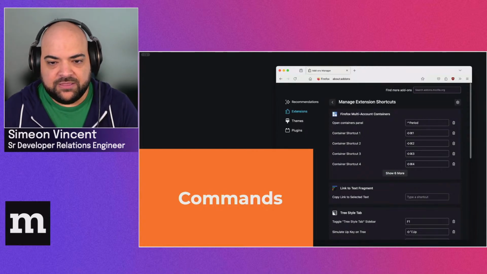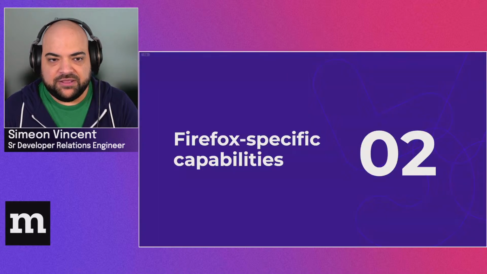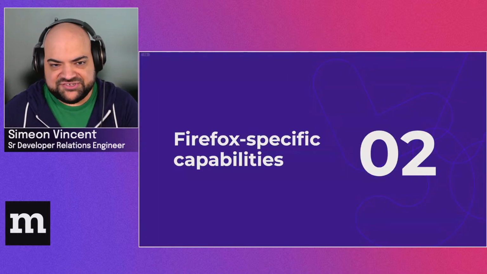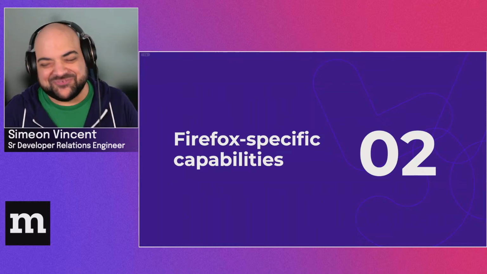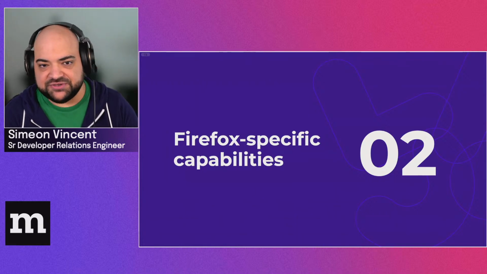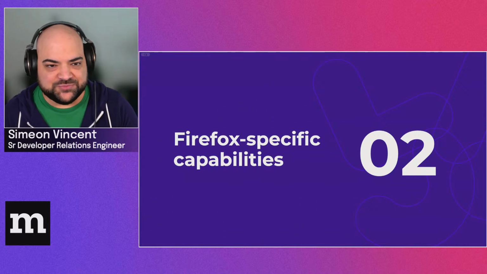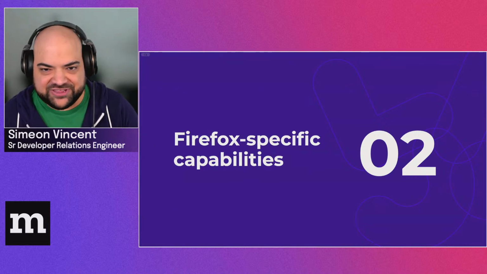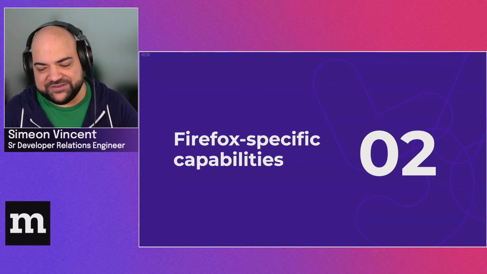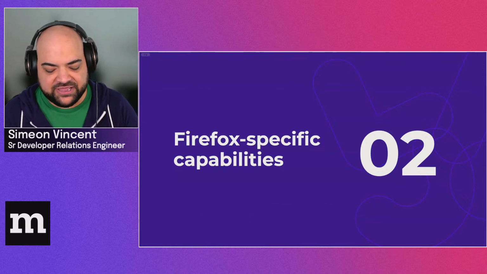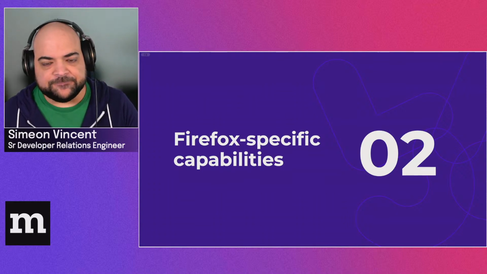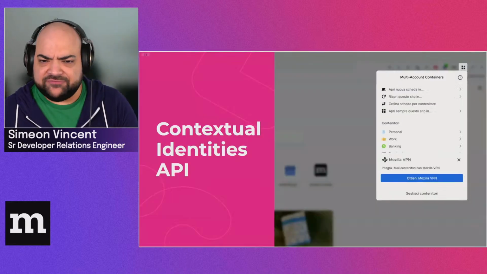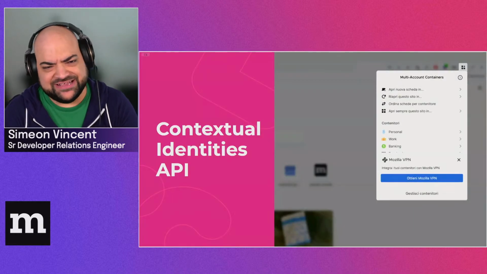Now, onto Firefox-specific capabilities. That's far from everything. There's so much that extensions can do, but those are some of the core surfaces and some of what we'll be playing into as we explore Firefox-specific capabilities and ways that we can extend and enhance using features that only Firefox provides. First up is kind of a big one, the Contextual Identities API.